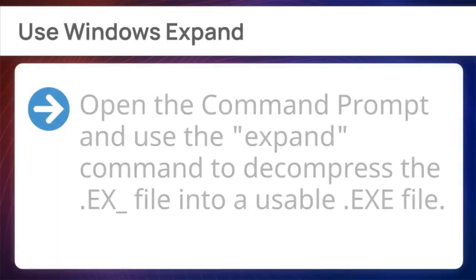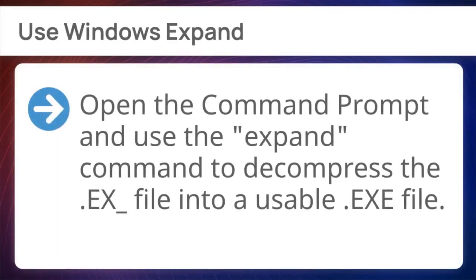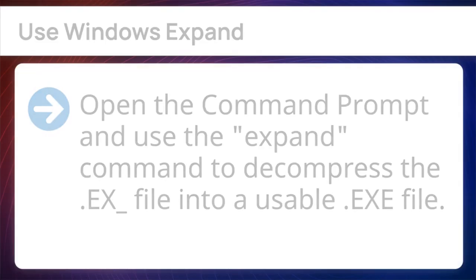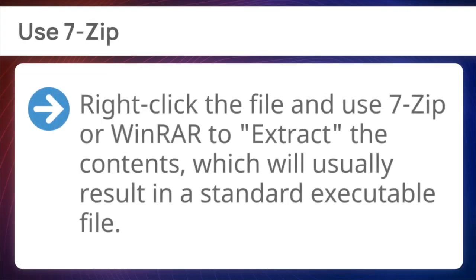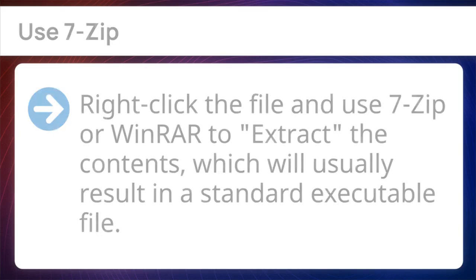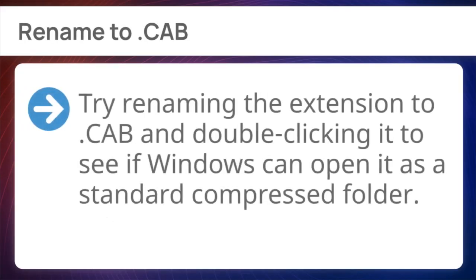First, use Windows Expand. Open the command prompt and use the expand command to decompress the file into a usable .exe file. Next, use 7-zip. Right-click the file and use 7-zip or WinRAR to extract the contents, which will usually result in a standard executable file. Finally, rename to cab.